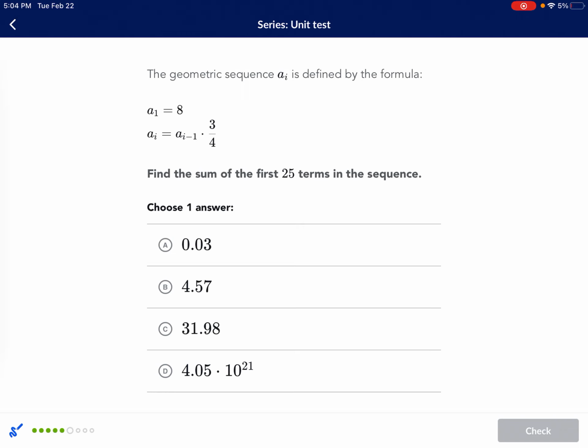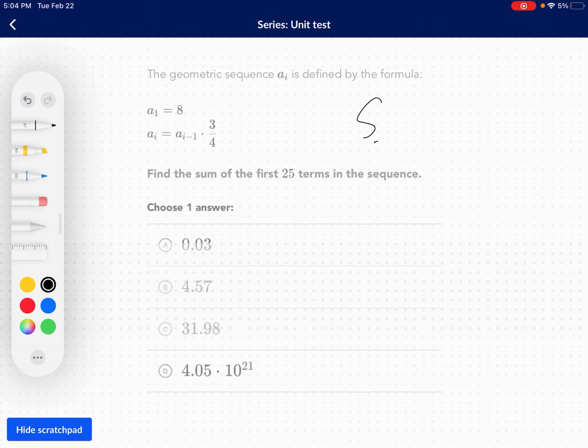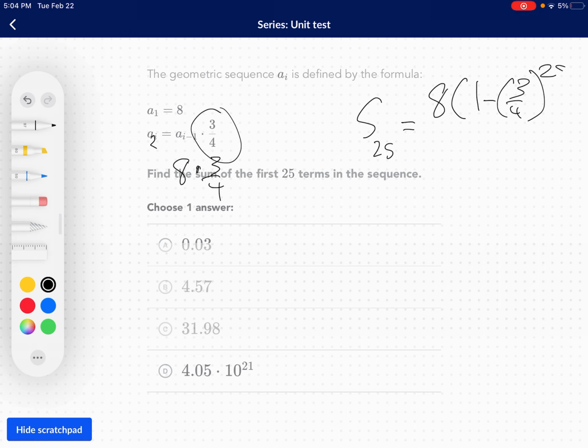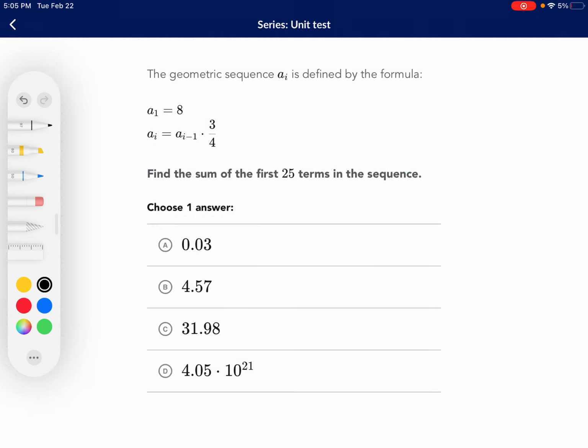A geometric series, find the sum of the first 25 terms. So the sum of the first 25 terms is the first term times 1 minus the common ratio, which looks to be 3/4, because let's say you want to find the second term, you do 8 times 3/4. So 3/4 to the 25 terms. 1 minus 3/4 is 0.25, or 1/4. So you just evaluate this in the calculator: 1 minus 3/4 to the 25th power, divided by 0.25. You get approximately 31.97975, which is C.